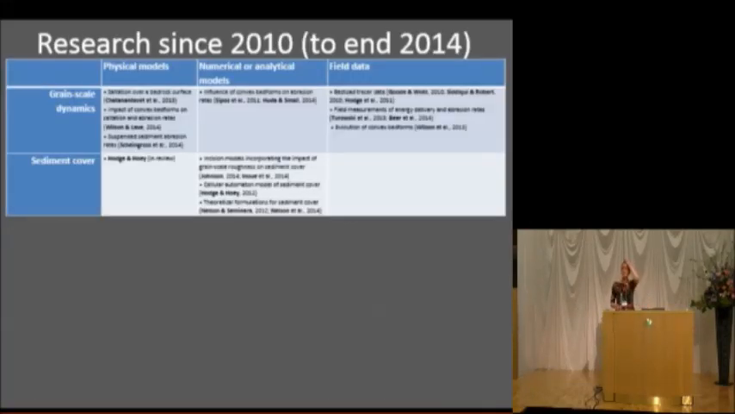Okay, so that's a very brief whistle-stop tour through some of the ways in which these bedrock alluvial rivers are slightly different to fully alluvial rivers. What I tried to do in the paper was look at all the research that's been done since 2010, and think about what questions this research has been trying to answer and what issues it has addressed. So you've got a range of areas down here that increase in scale, and also what approaches people have taken to answering these research questions. So we've got physical models, numerical models, and field data there.